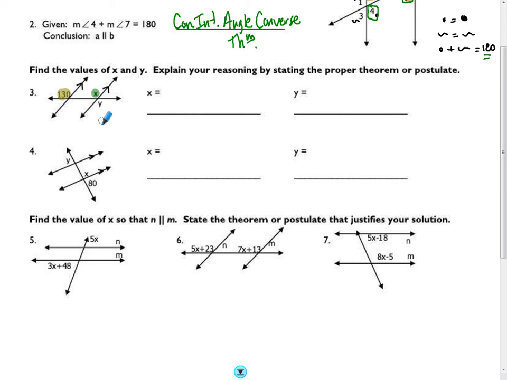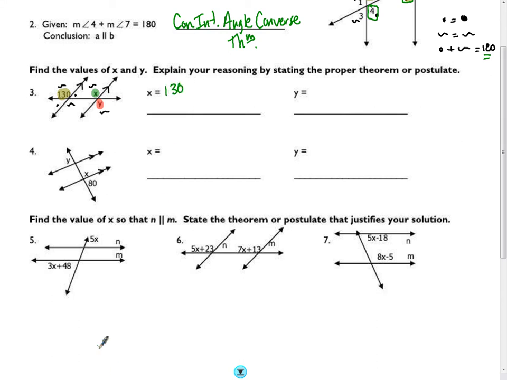So let's go ahead and first look at the relationship that x has with 130. Because the lines are parallel, I know squiggle, squiggle, dot works. So if I make 130 a squiggle, that means x is going to be a squiggle and y is going to be a squiggle. So what do I know about x and y? They have to be 130.